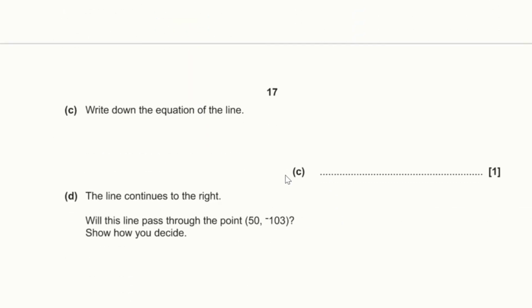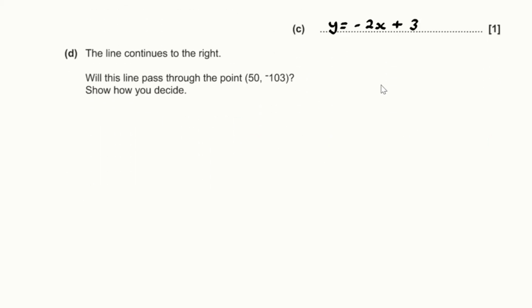And now we have to write down the equation of the straight line. Well, an equation of the straight line is of the form y equals mx plus c. c is the y-intercept, m is the gradient. So we've got y equals -2x plus 3 as the equation of the straight line.